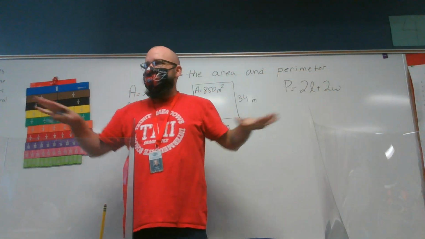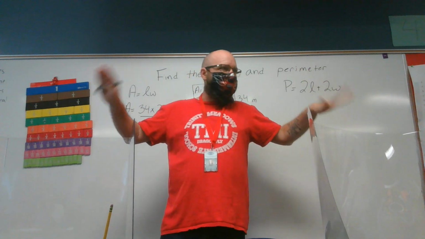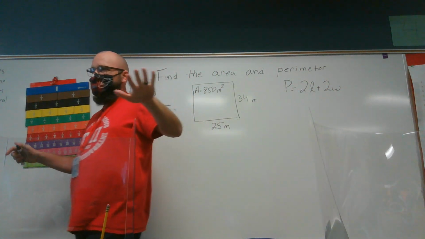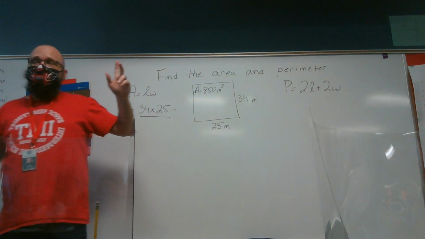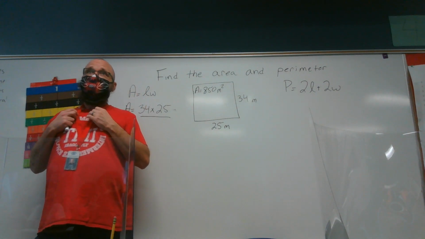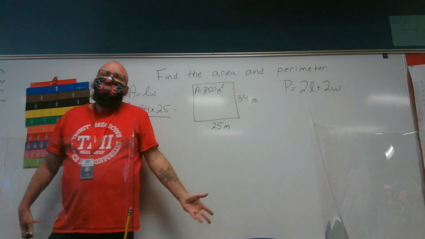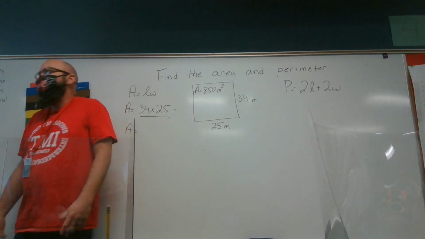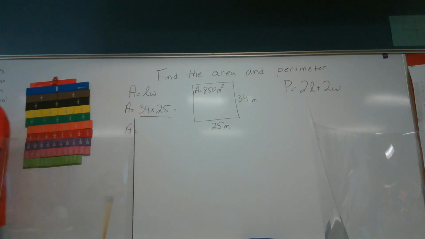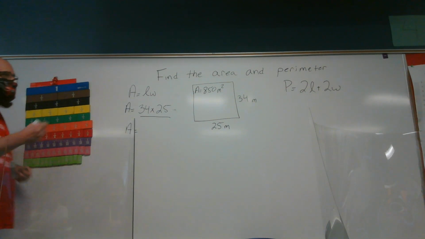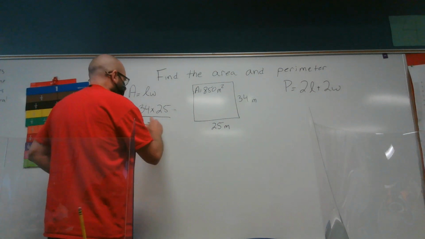How much space does it cover? That's what area is measuring. Because some problems you're going to get, they're not going to say, find the area. They're going to say, hey, Bob has a garden. Bob wants to put cow poop on his garden. The garden is 34 meters by 25 meters. How much cow poop does he need to cover his garden? And then you're going to say, well, he needs 850 square meters.